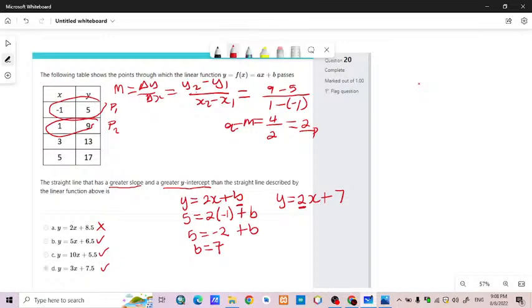Now we're looking at the one that has a greater intercept. When we're talking of a y-intercept, we're looking at this value here. Now let's look at the function that has a value greater than 7. Remember, your b is always your y-intercept. Is this one greater than 7? No. Is this one greater than 7? No. Is this one? Yes. Therefore, the correct answer for this problem is the last one.